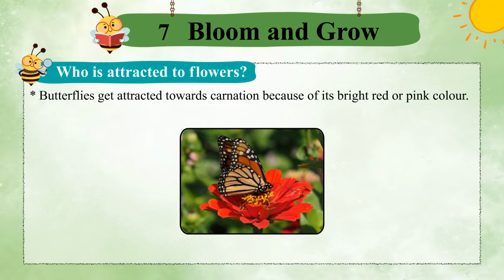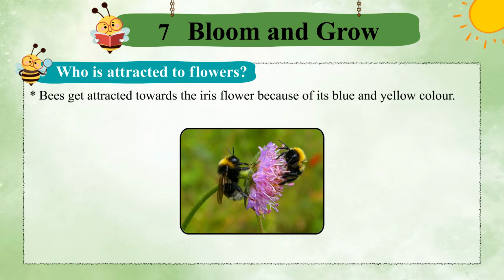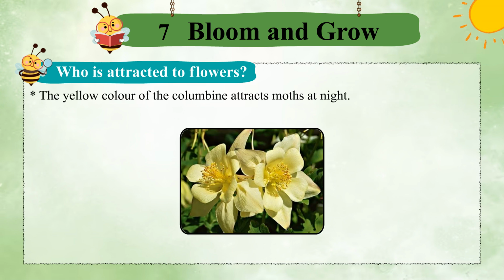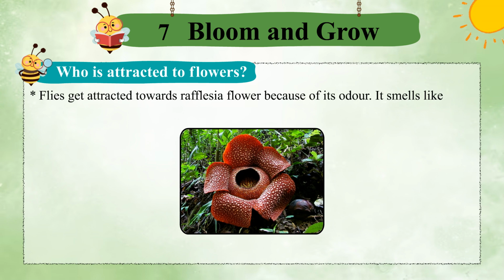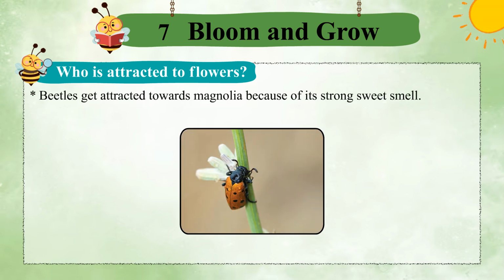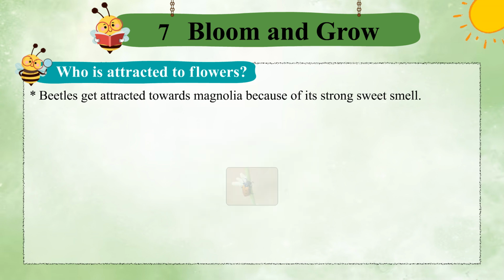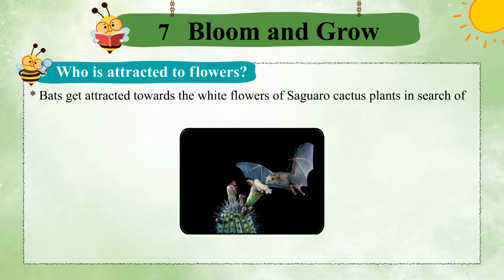Butterflies get attracted towards carnation because of its bright red or pink color. Bees get attracted towards the iris flower because of its blue and yellow color. The yellow color of the columbine attracts moths at night. Flies get attracted towards Rafflesia flower because of its odor. It smells like rotten meat. Beetles get attracted towards magnolia because of its strong sweet smell. Bats get attracted towards the white flowers of saguaro cactus plants in search of nectar.